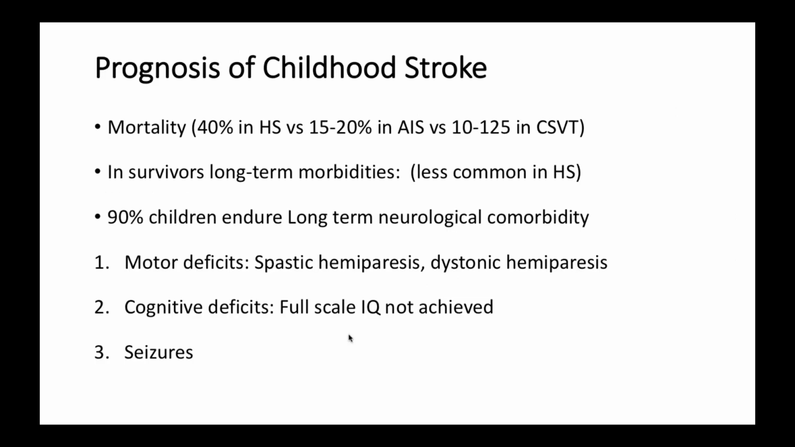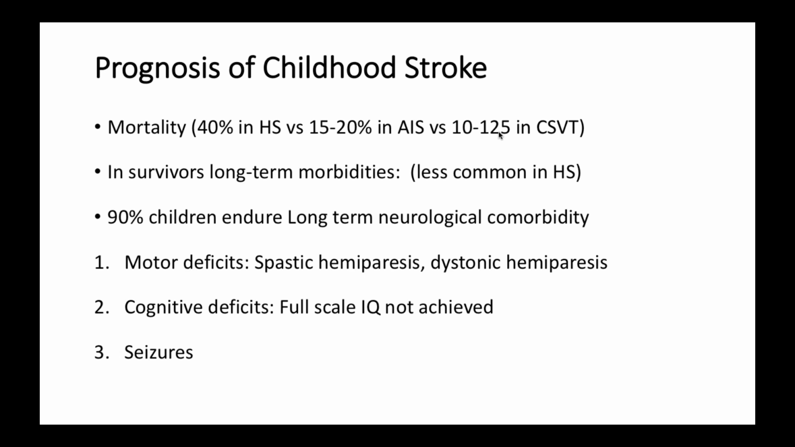Okay. So what is the prognosis? There is a high mortality in hemorrhagic stroke as compared to acute ischemic and venous stroke. Sorry, this is 10 to 12%. 5, I think, by mistake has been written. So 10 to 12% only.